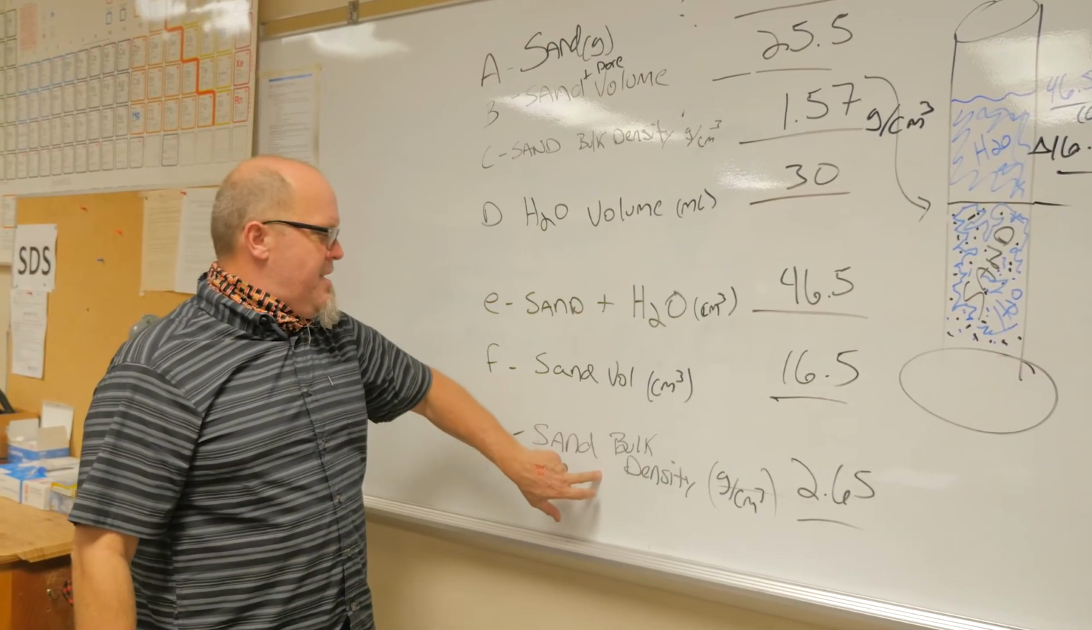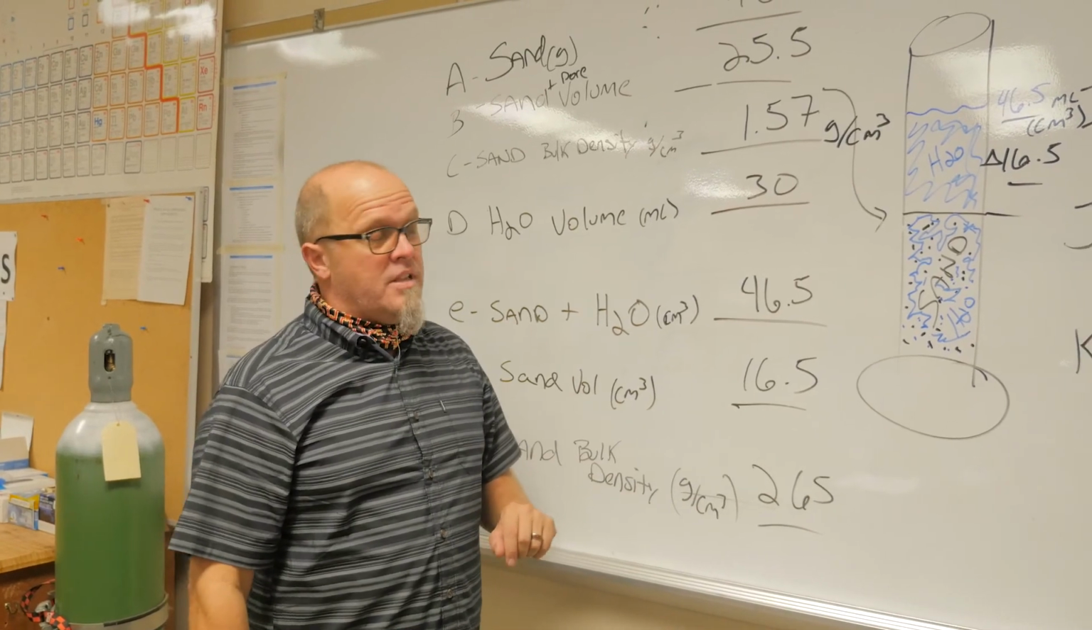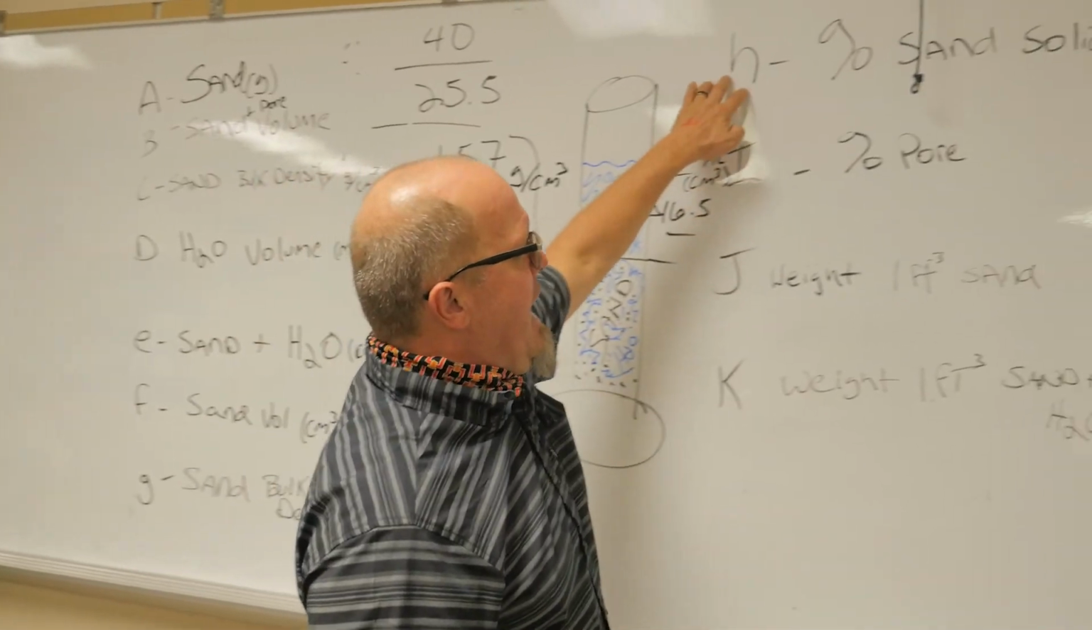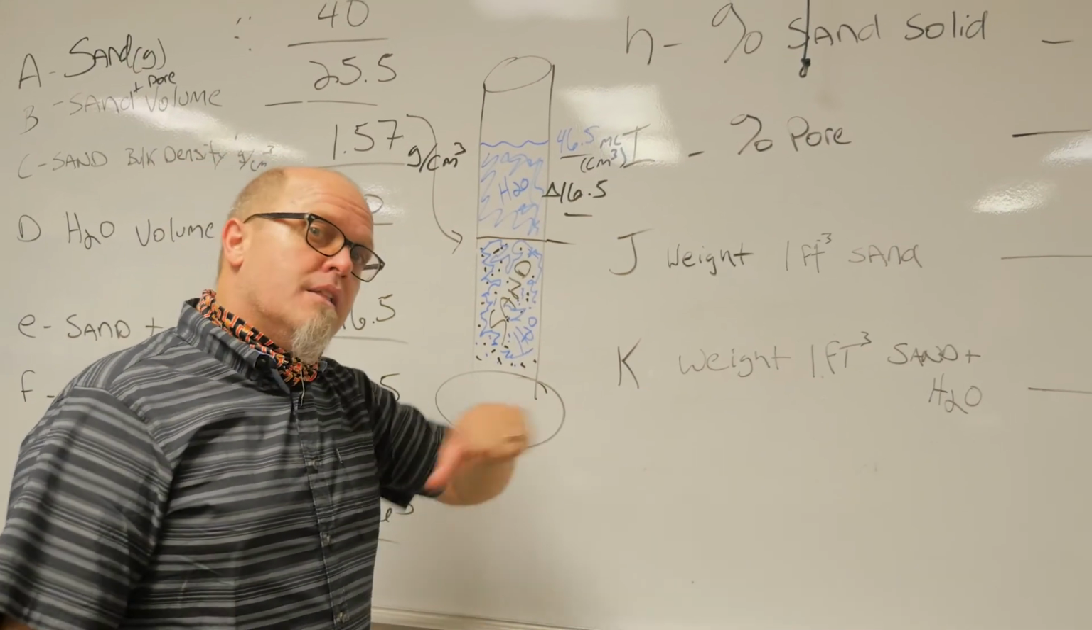You just have to remember that sand density is 2.65. We'll get to that later when we talk about bulk density a little bit more. Now we have all the pieces we need to calculate H, I, J, and K as a thought exercise in groups. So let's go in there and do that.